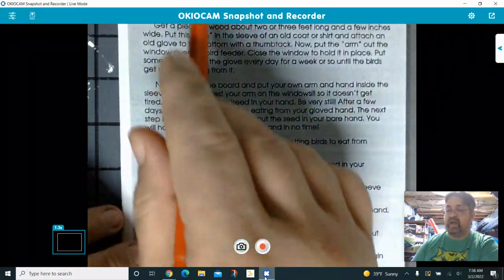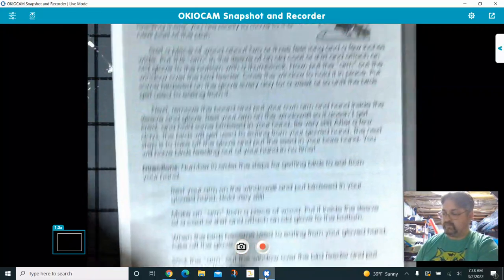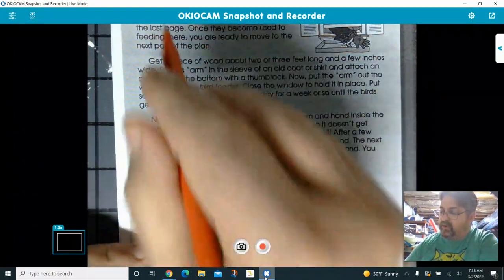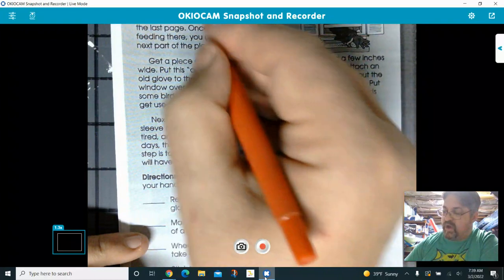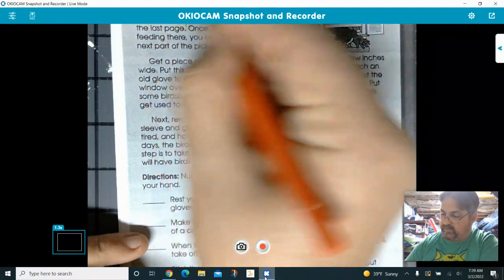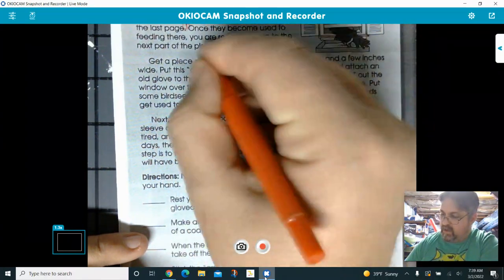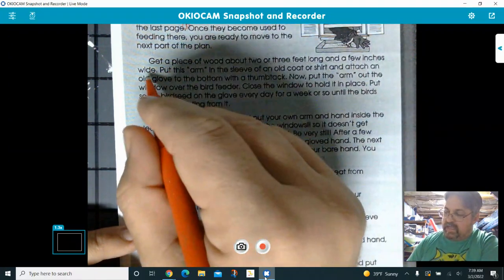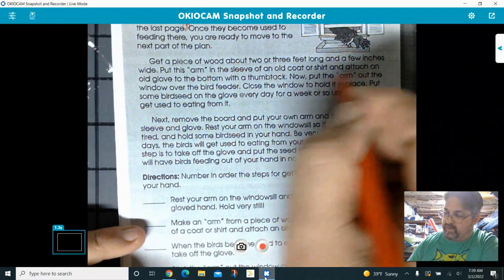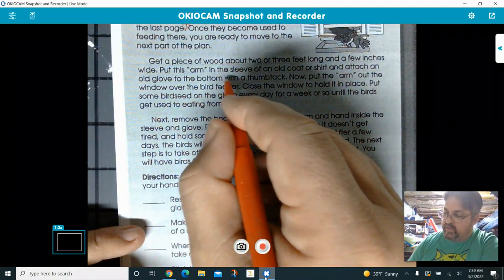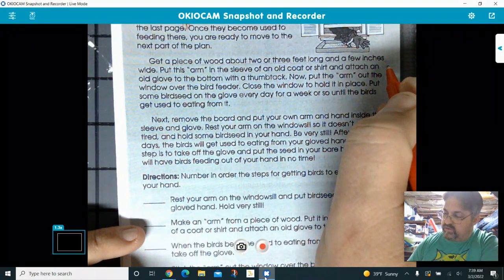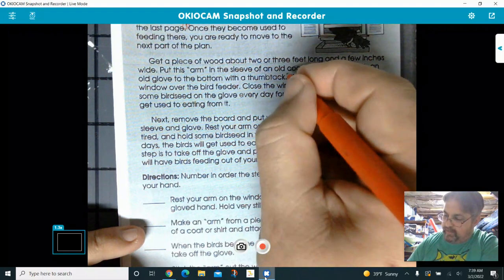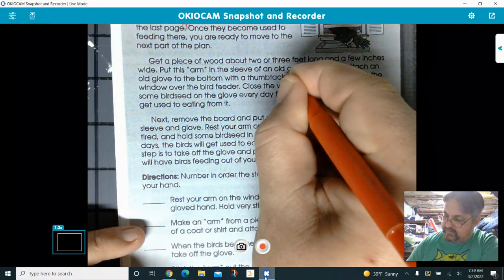All right, let's go back through this and let's number our steps. Begin by attracting birds to your windowsill with a feeder like the one described on the last page. That will be the first thing we do. Once they become used to feeding there, you're ready to move to the next part of the plan. Get a piece of wood about 2 or 3 feet long and a few inches wide. Put this arm in the sleeve of an old coat or shirt and attach a glove to it. That sounds like the second step.